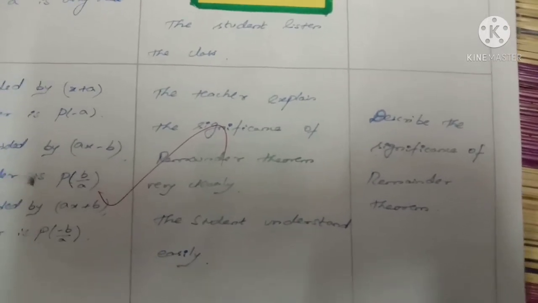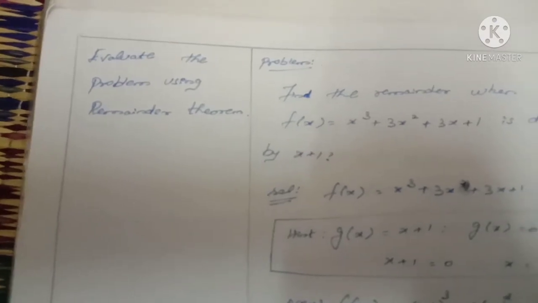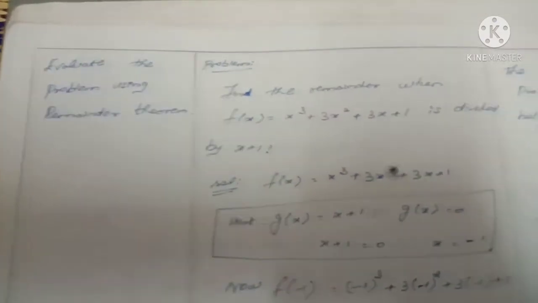In the next box, the teacher explains the significance of remainder theorem very clearly. The students understand easily. Fourth box, describe the significance of remainder theorem. In the next row, evaluate the problem using remainder theorem.